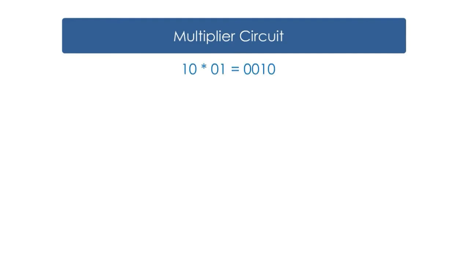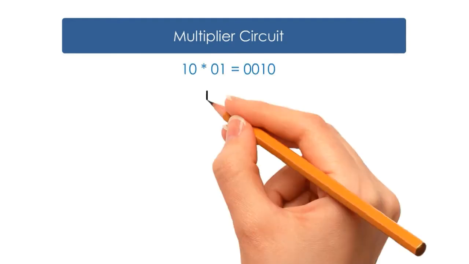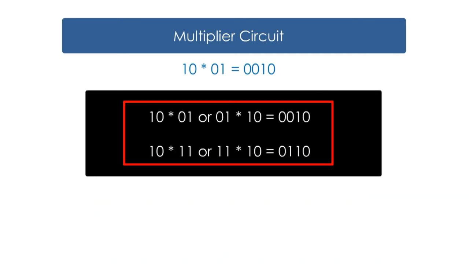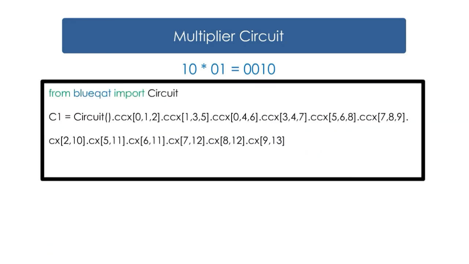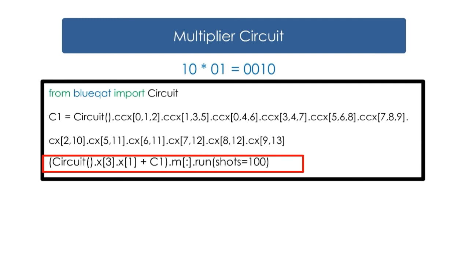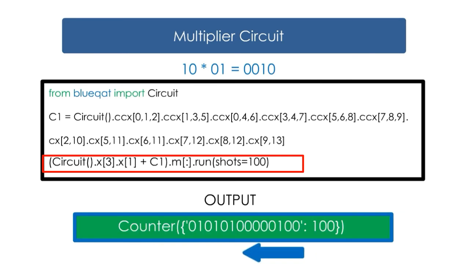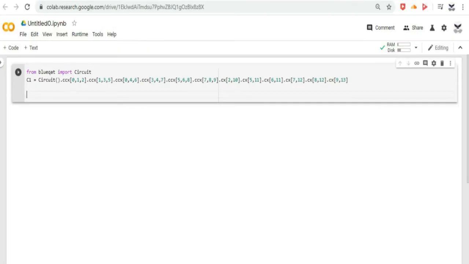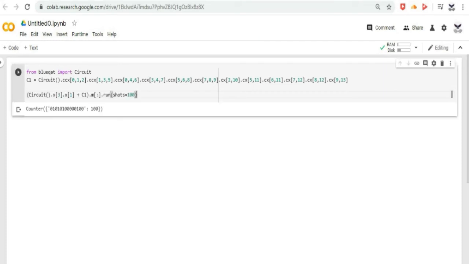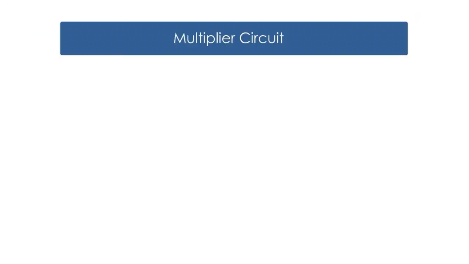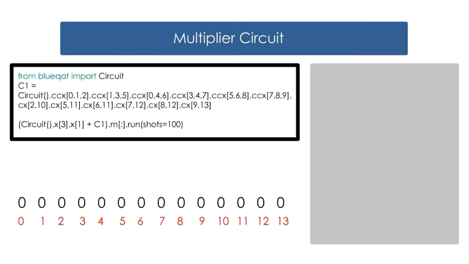Now let us multiply 10 as A and 01 as B. Note that, we will get the same output, that is, the last 4 qubits, when we are multiplying the two numbers in the opposite way, same as real numbers. We have to run this code to get our desired output. After running this code, we will get the output as 0010. Let us confirm this in Google Colab. Type the code that was shown earlier. Then click on the play button to run the code, and as you can see, we get the output as 0010.